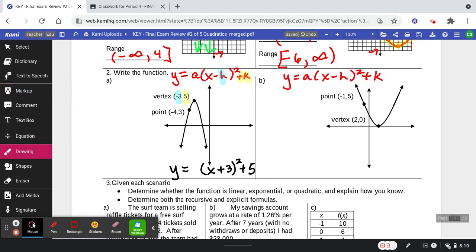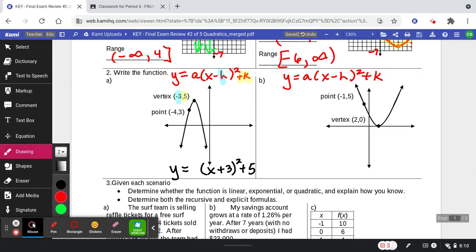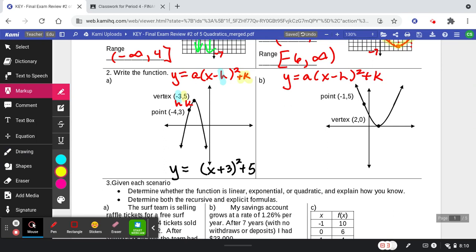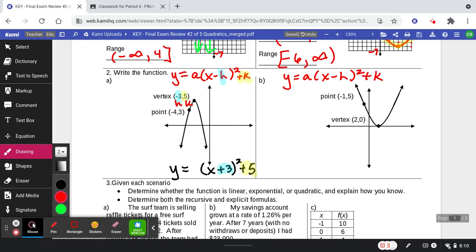So are you okay that right here was the h and right here was the k of your vertex? H, k. So we plugged those straight in right here. But getting the a, the stretch factor, the thing in front of this, there's a couple ways to do it, but it can take us another second.